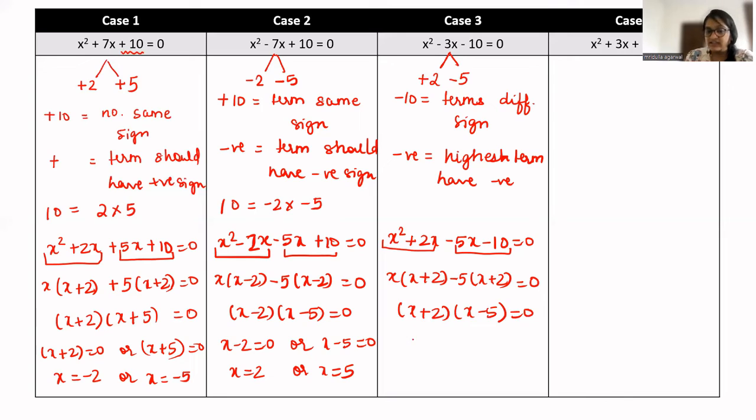So by the product rule, either of the terms should be 0. So x plus 2 is 0 or x minus 5 is 0. Okay. If this term is 0, that means the root of this quadratic equation is -2. If this term is 0, the root of the quadratic equation is +5.